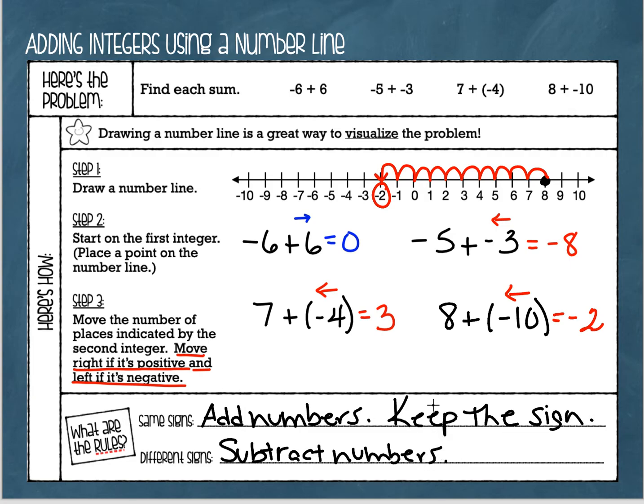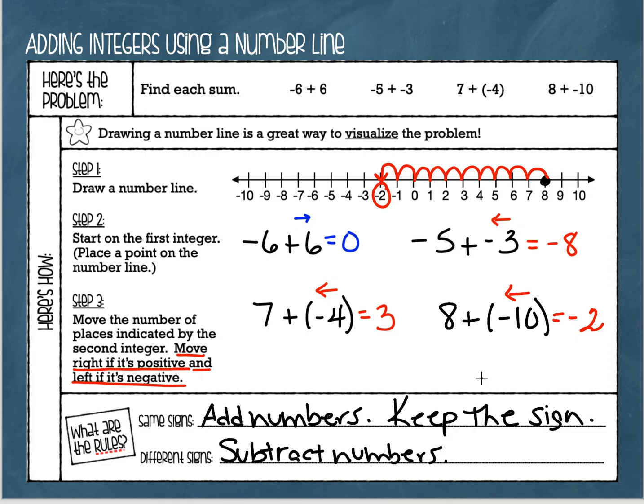And then as far as which sign we used, we kept the sign of the number with the larger absolute value. So if I have a 7 and I have a 4, 7's a bigger number than 4. And since 7 was positive, my answer turned out to be a positive 3.